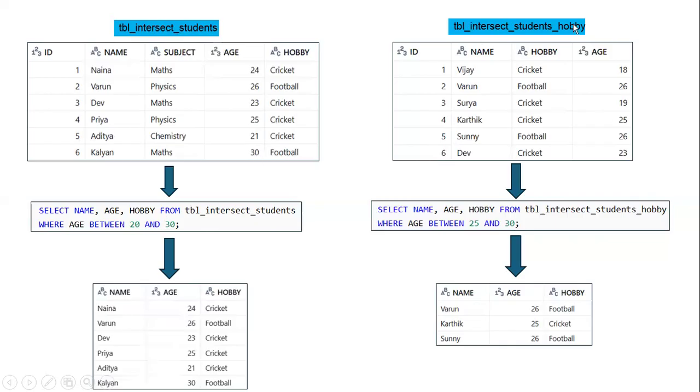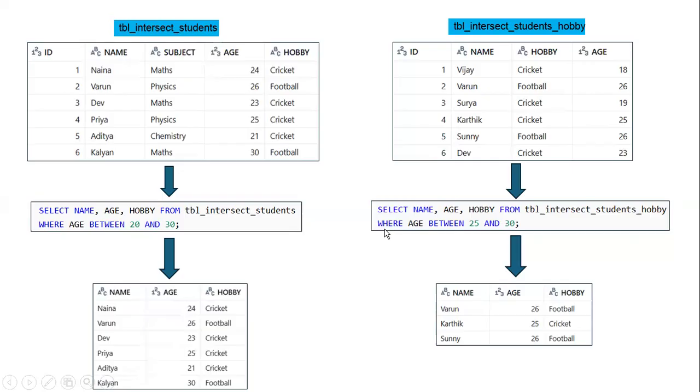Then we have one more table, students_hobby. Here I'm filtering age between 25 and 30. See here, 25, one record is there, 2, 3, 4. So 26, 25, 26, 23. But we are getting only 3 records. See here: Varun, football, 26; Sunny, football, 26; Karthik, cricket, 25.